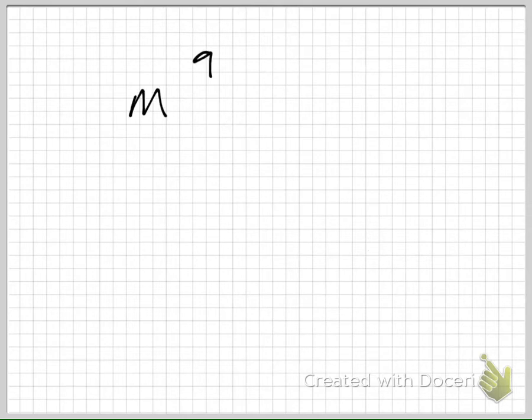M to the 9th over m to the 5th, over the 19th. What's that going to leave me with? What is that going to leave me with? Tell me exactly what you're going to write down. Write this down. Stop. Here's a quiz. Write your answer to this down right now. Don't just talk.